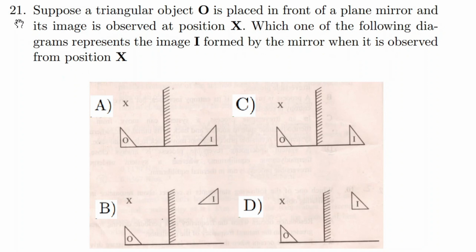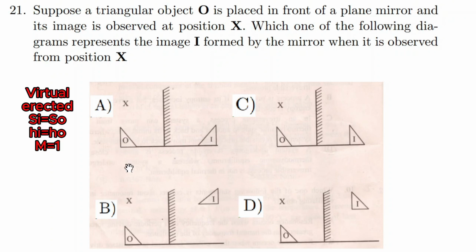Okay, this question says, question number 21. Suppose a triangular object is placed in front of a plane mirror and its image is observed at point X. Which one of the following diagrams represents the image I formed by the mirror when it is observed from position X? So if object O is placed in front of the plane mirror, then the image formed is always a virtual image, erect, and has equal height and equal distance as the object is from the mirror itself.